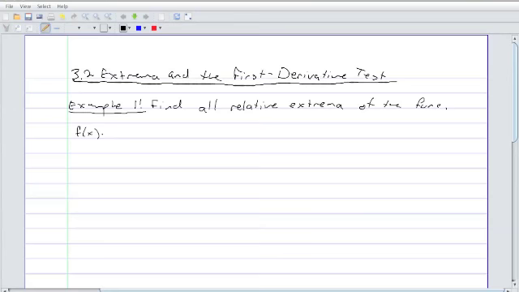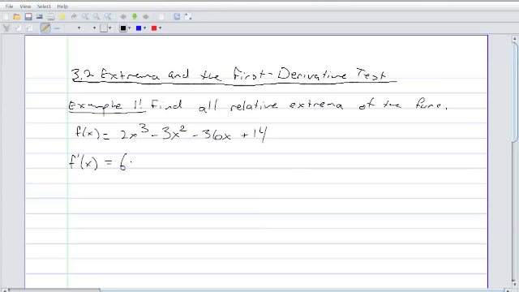So we have f of x equal to 2x cubed minus 3x squared minus 36x plus 14. If we want to find the relative extrema of this function, again we said that at those extrema, your f prime is either going to be 0 or undefined, so we need to look at f prime of x.